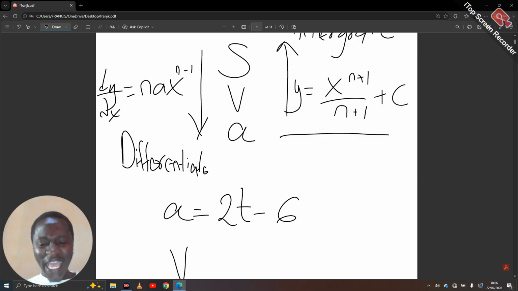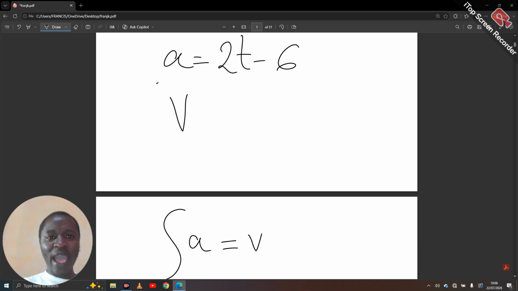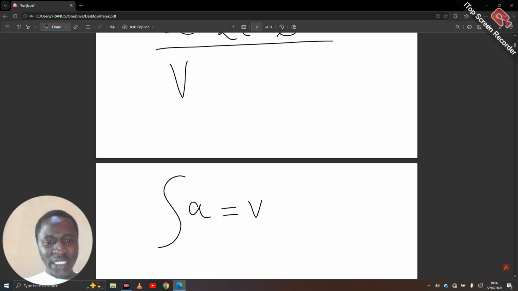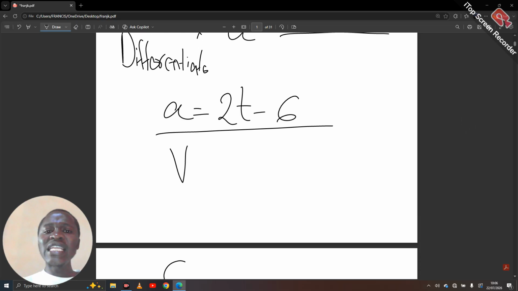y equal to x^(n+1) over n+1 plus c. That is the constant. So that means this is what we have, and it is the acceleration. It is what we are integrating now. That means velocity will be equal to what? There is an invisible 1 at this, an invisible raised power 1.